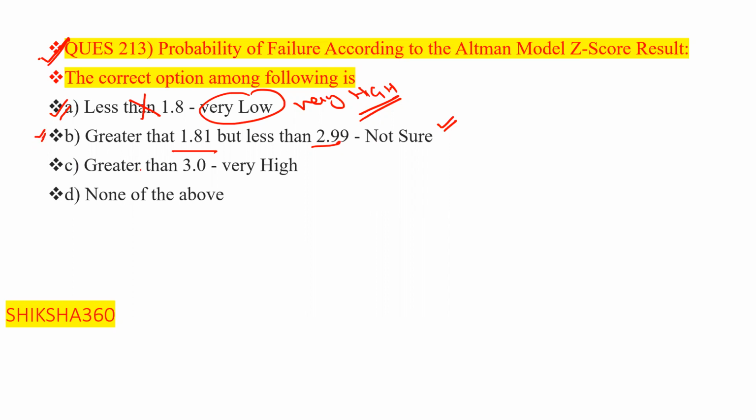Now go to option C: greater than 3.0, very high. This is totally wrong, that is very low. So here the correct answer is option B.